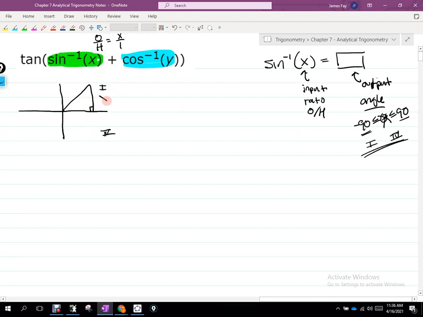Because x is the opposite side, and that has to be positive, right? The hypotenuse is always a positive number. So that's the picture that we're getting from what we have written in green. Does that make sense? Now that we have that, we can find this distance here by using the Pythagorean theorem. So that will end up being, what, 1 minus x squared underneath the root? Okay. Now, that gives us an arbitrary ratio of some x value. Does that make sense?